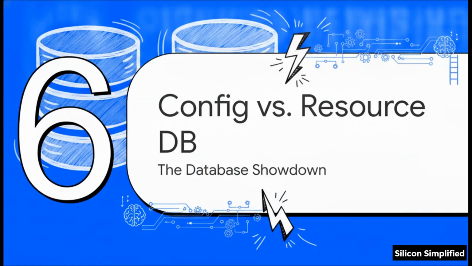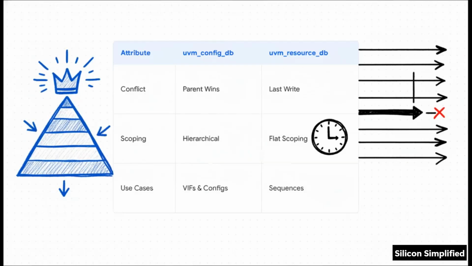And finally, Section 6, Config versus Resource DB, the database showdown. Understanding this expert-level nuance is absolutely what separates the novices from the senior verification architects. And this brilliantly illustrates the difference. The underlying UVM Resource DB uses a flat scoping engine and a strict last write wins conflict resolution. But the UVM Config DB adds that hierarchical context.